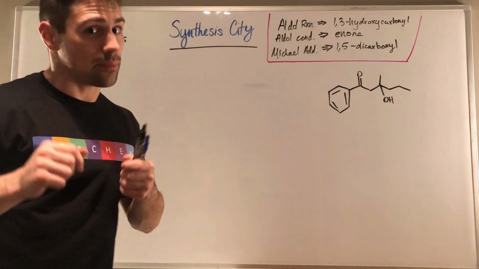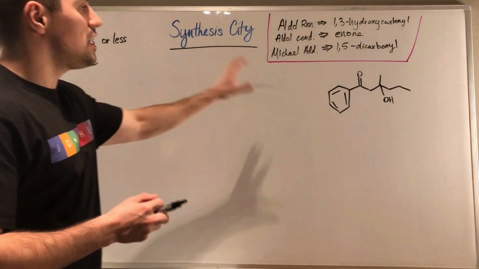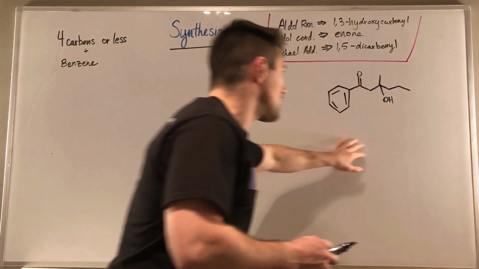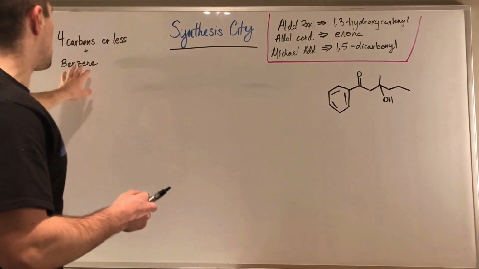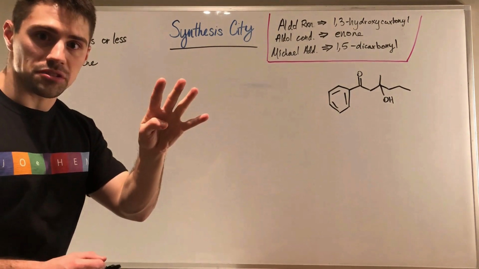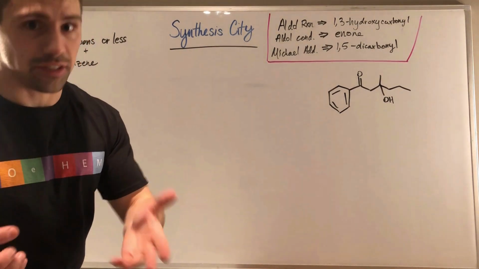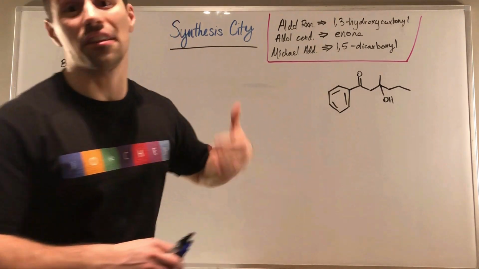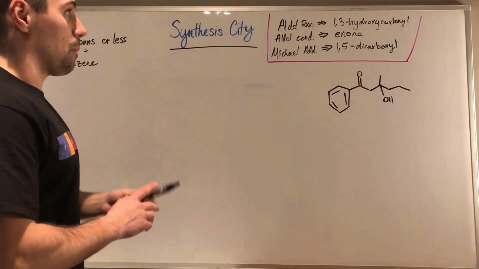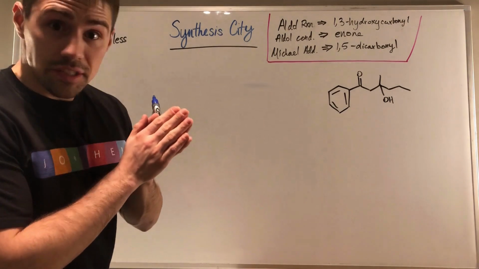Okay, gang, problem number 2. So if you can see here, we got our final product right here, and over here, the rules are 4 carbons or less, and we get the glorious luxury of also using benzene, which is good because we clearly see a benzene ring in the final product. So, what to do, what to do.